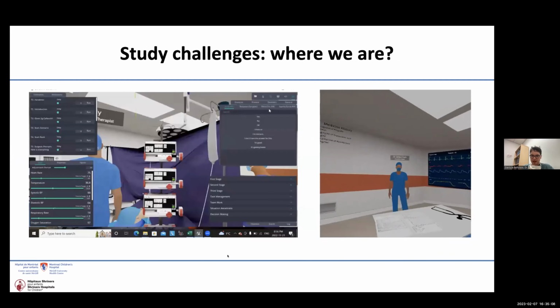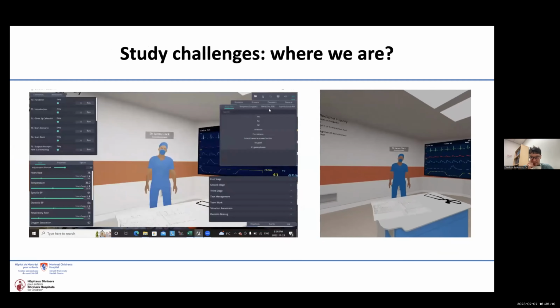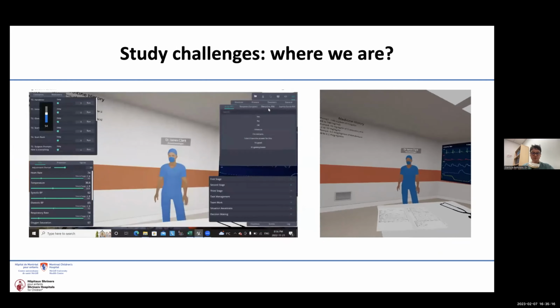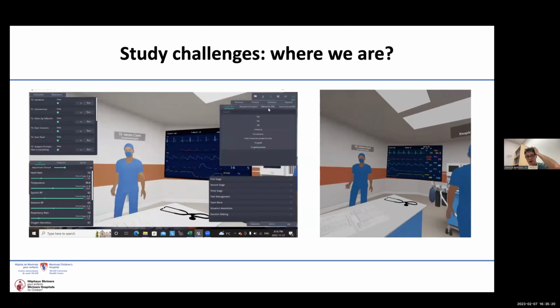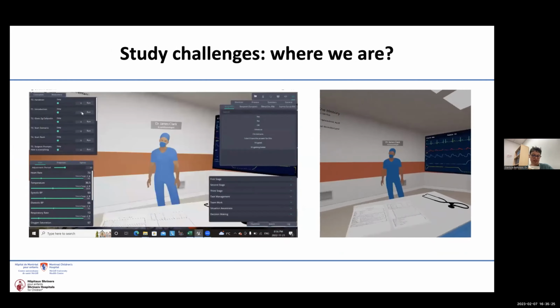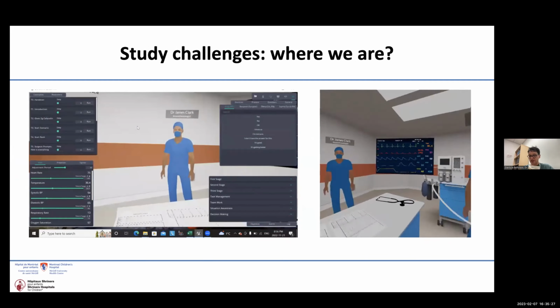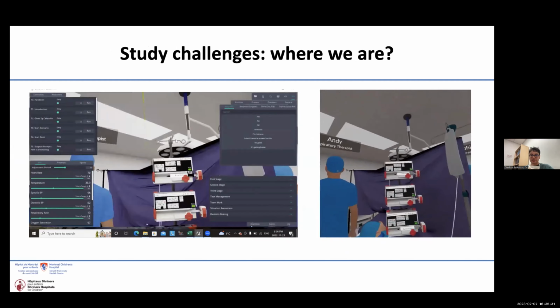And this is basically what is happening now: a healthy girl having a posterior spinal fusion. I'm not sure you can actually hear, but basically what is happening is that you can see on the left the proctor view. So the proctor is actually looking at what the trainee is doing. And on the right, you have the trainee headset recording.